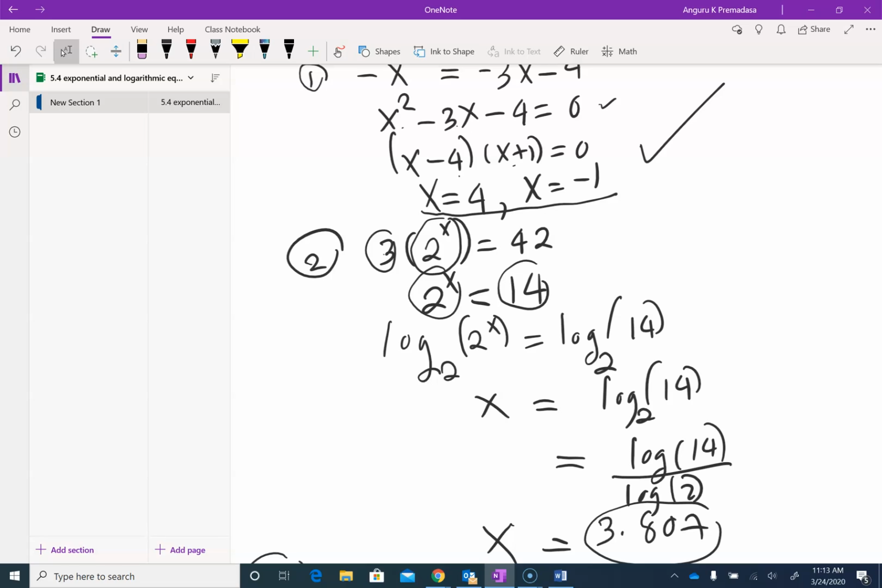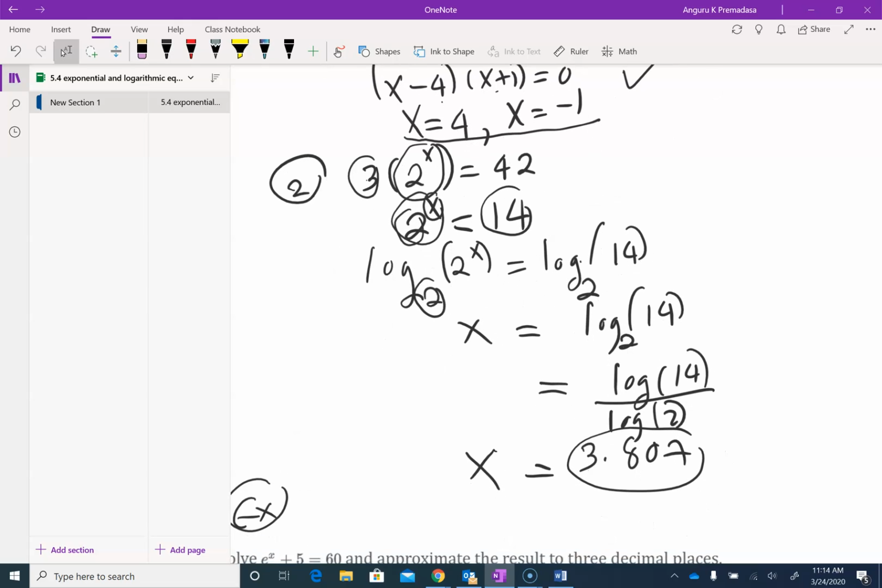You need to bring the x down, and the way to do that is to take the log on both sides. We are taking log base 2 here because the base is 2, and you will see why. So we take log base 2 of 2 to the x equal to log base 2 of 14. We have to do it on both sides. When you have log base 2 of 2 to the x, the log and the exponential cancel off, as we know from the result we got in 5.2. And then we are left with x.